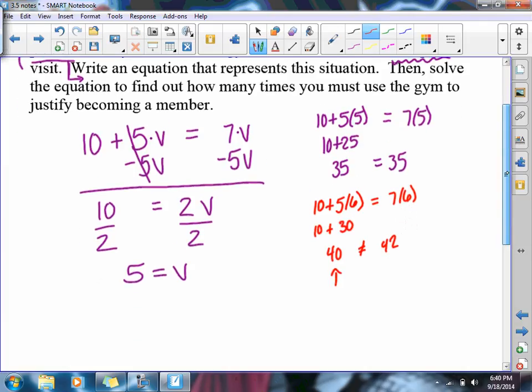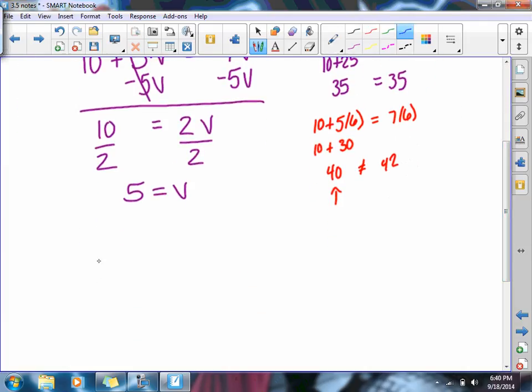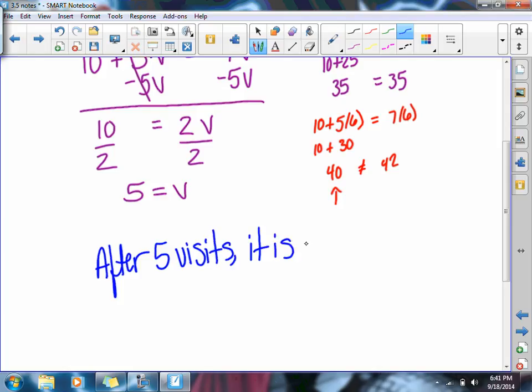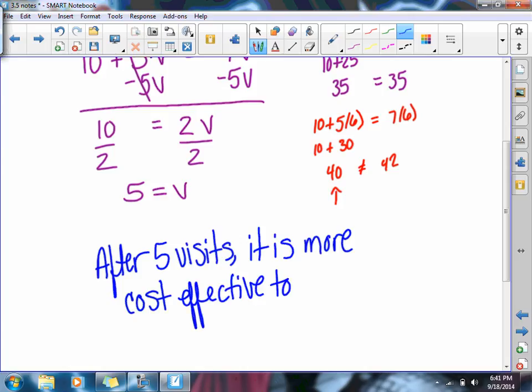So we would want to answer this question by saying, after 5 visits, it is more cost-effective to join the gym. And joining the gym means that you would become a member. Okay? So upon that 6th visit, it's cheaper to be a member.